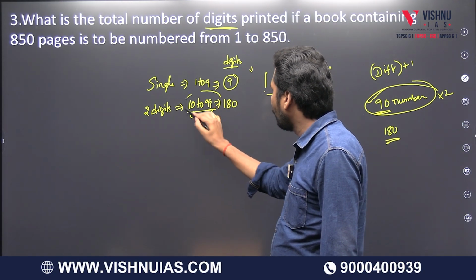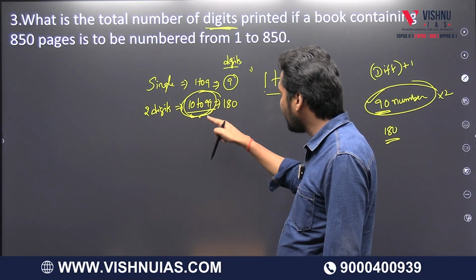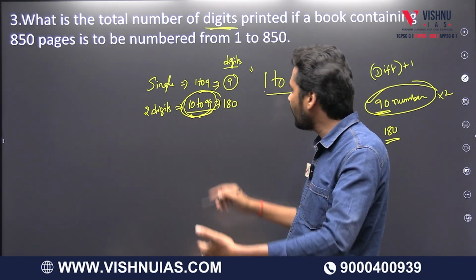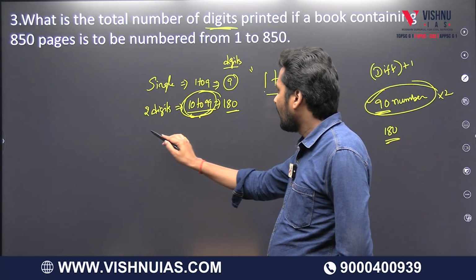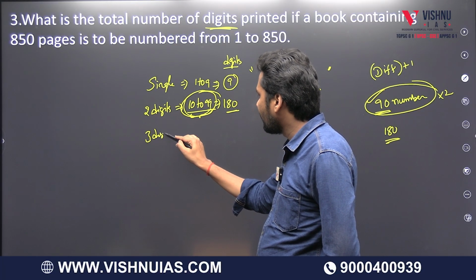So how many 2-digit numbers are there? That means 90, and the total number of digits we are using is 180. And similarly, now we take the 3-digit numbers.